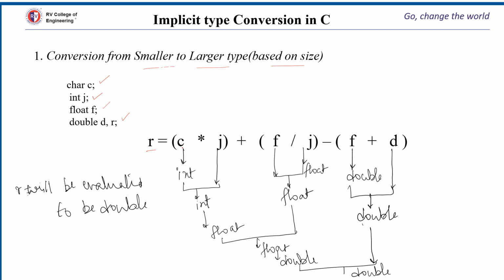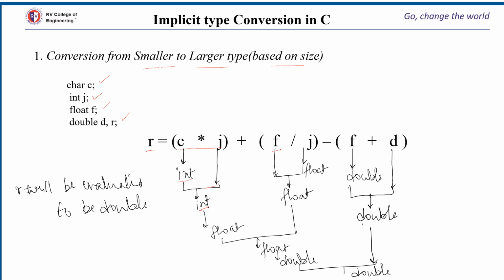Right? Now, parenthesis will be evaluated first as per our precedence. Correct? So c * j. c is of character and j is of integer. The smaller type is promoted to the higher type, to match the type of the operands. So c is promoted to int. This is already int. The result of this evaluation will be int.